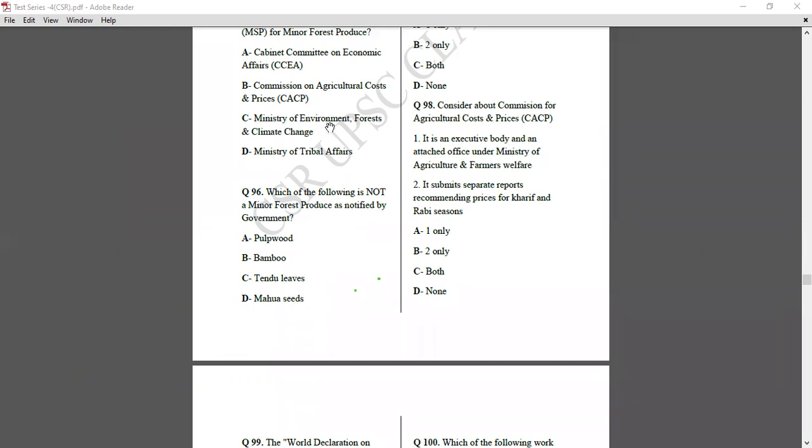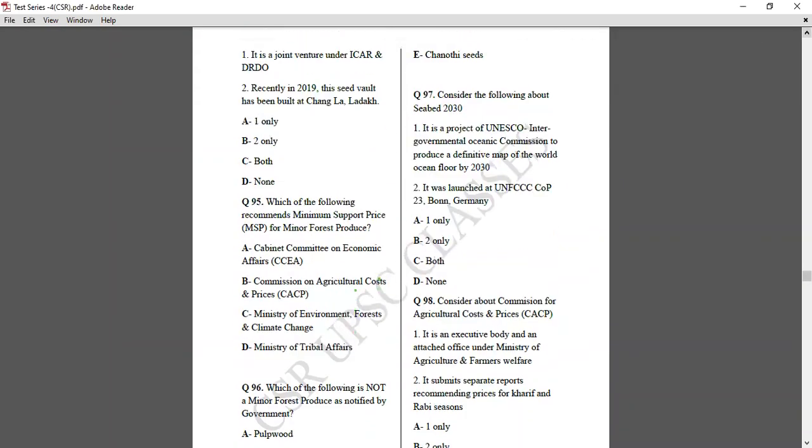97. Seabed 2030. Current affairs. Seabed 2030 is a project of UNESCO Intergovernmental Oceanic Commission to produce a definitive map of the world ocean floor by 2030. Absolutely correct. They want to make a definitive ocean का एक map बनाएंगे यूनेस्को का Intergovernmental Oceanic Commission. This is correct. It was launched.